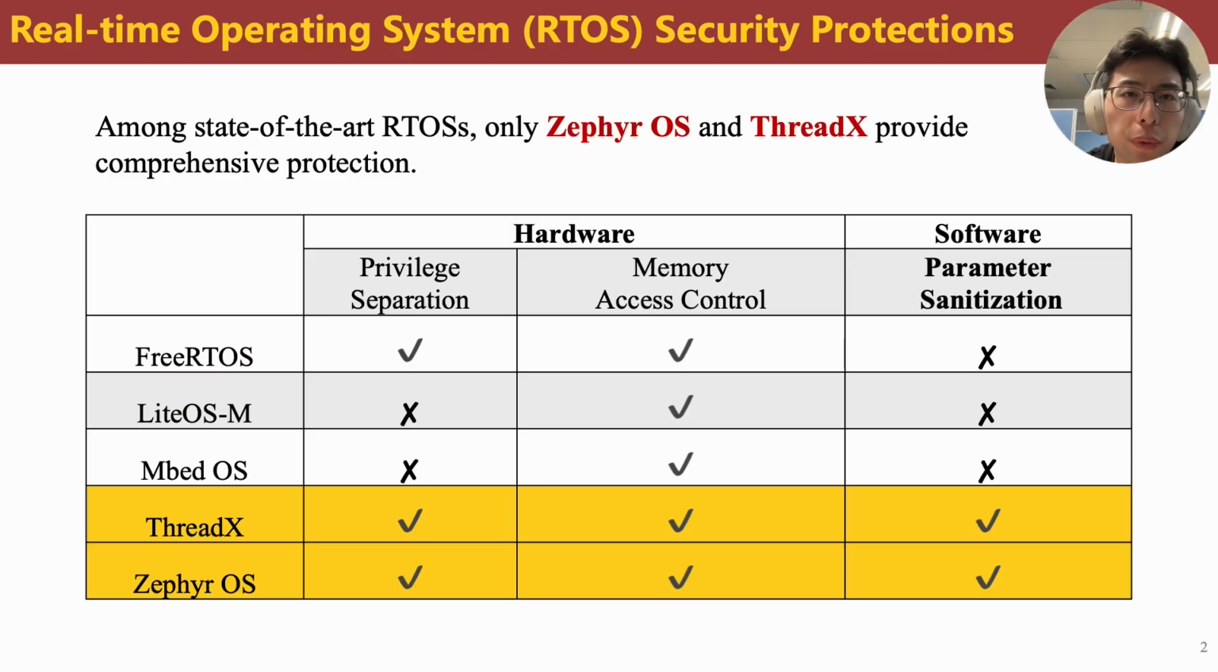As background, real-time operating systems, or RTOSs, are widely deployed in embedded and IoT devices. As shown in this table, we can see only ZephyrOS and ThreadX provide comprehensive security protection mechanisms among the state-of-the-art RTOSs. ThreadX, however, applies aggressive performance optimizations, especially in parameter sanitization, and that's where our story begins.